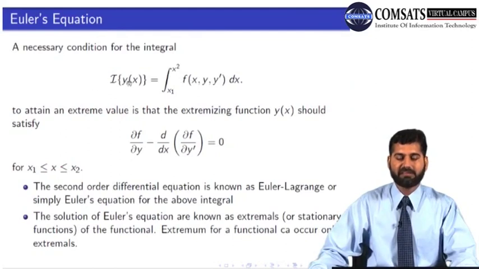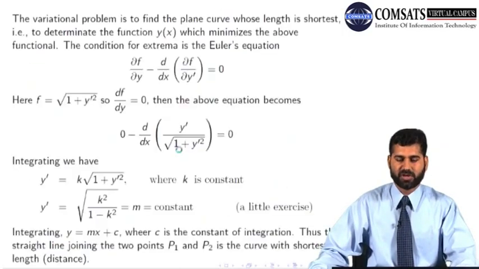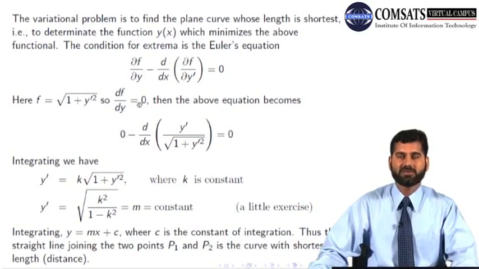We said finding y(x) which extremizes this integral is the same as solving this Euler's equation. So these are equivalent problems. Here we are solving this Euler's equation instead of minimizing the integral. So here f is the square root of 1 plus y prime square. So df by dy is 0.